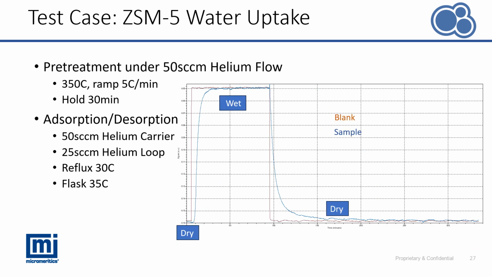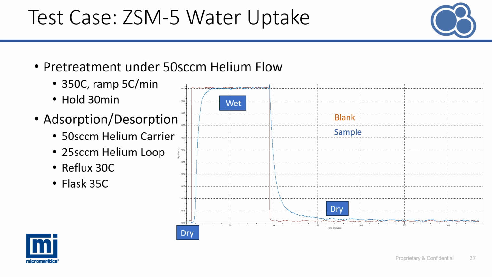Overlaid is the TCD signal including the sample. This is a zeolite with a silica to alumina ratio of 55:1. The relative humidity in this test is about 46%. The sample is the blue curve and the blank is the orange curve, or the curve that has a rapid increase from dry to wet conditions and from wet to dry conditions.